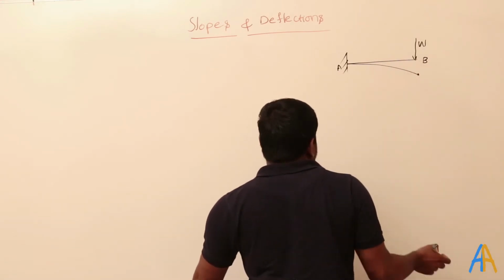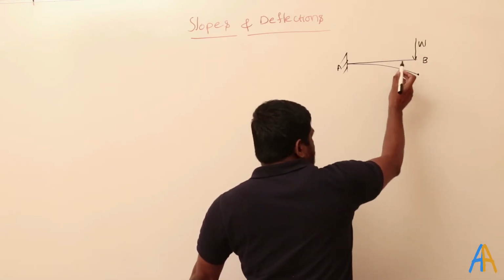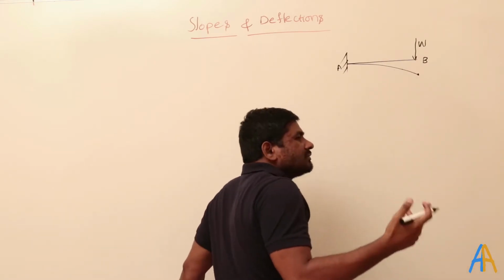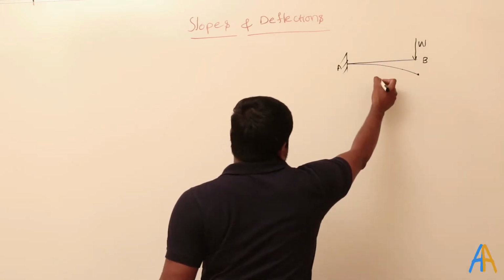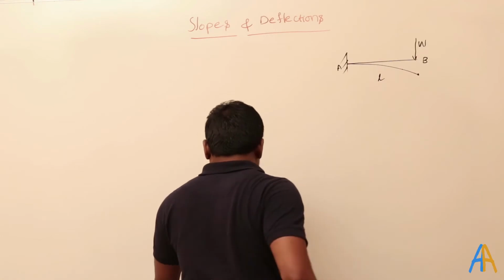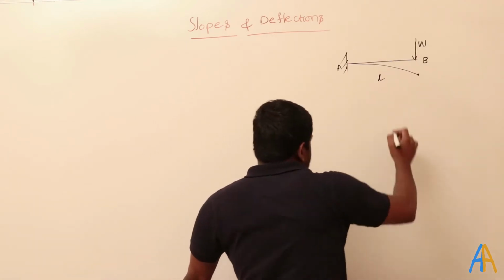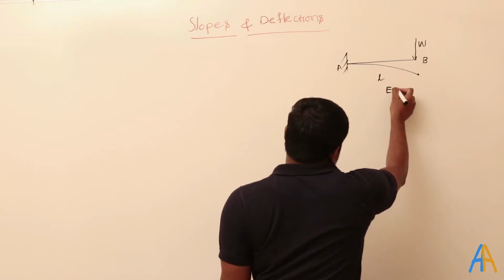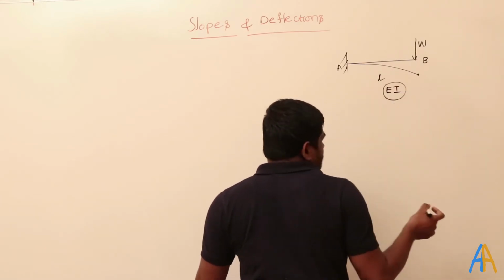So how to find out the elastic curve equation and the slope and the deflections at different points? The length is L here, either small r or capital R, whatever it is, and the material properties E and I are given. E and I is based on the cross section.